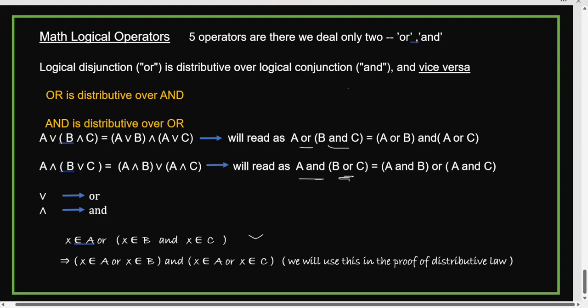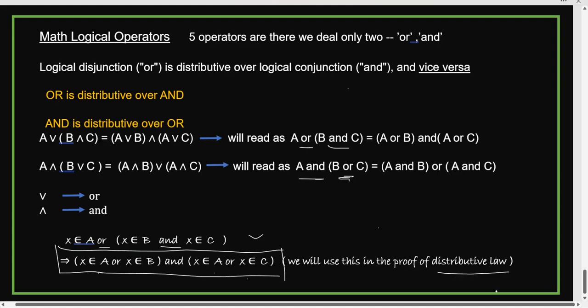Suppose this is the statement. In that case, it implies x belongs to A or is distributing over and, right? So this implies x belongs to A or x belongs to B, and x belongs to A or x belongs to C. This is the relation. We will use this in our proof of the distributive law.